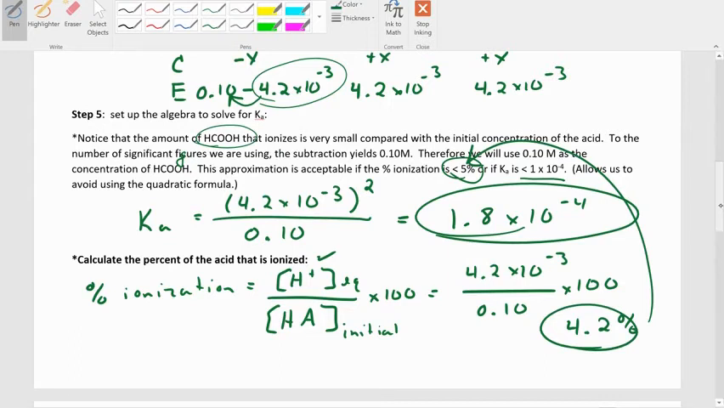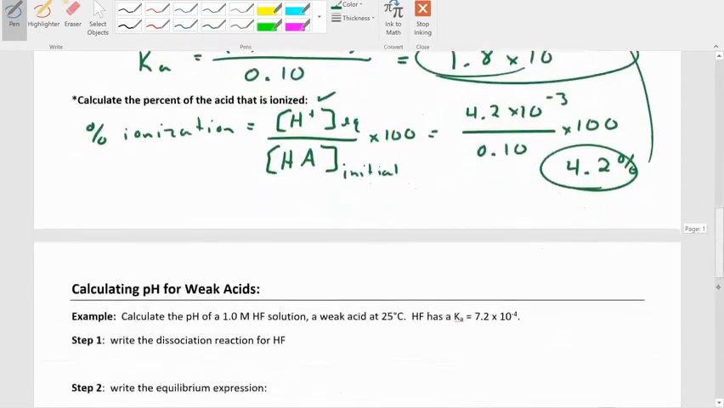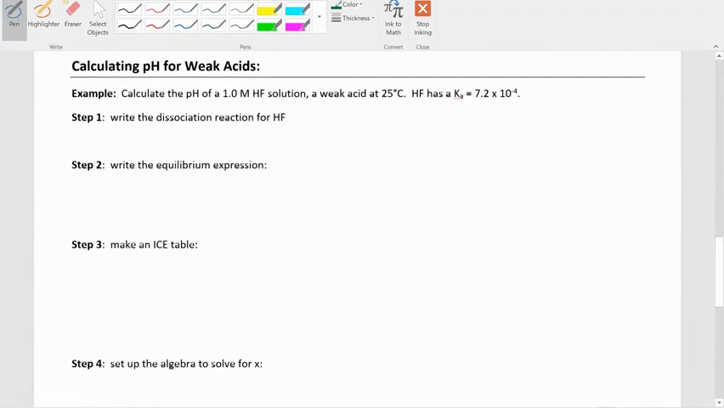I am actually going to scroll down here, and I have a second problem where it's hydrofluoric acid. Again, it's a weak acid in solution, and this time they give you the Ka value and they're asking you to find the pH. So I'm going to work through this one, watch how this one goes. You'll see a lot of the similar beginning steps. We're just going to rearrange things because now we're starting with Ka.